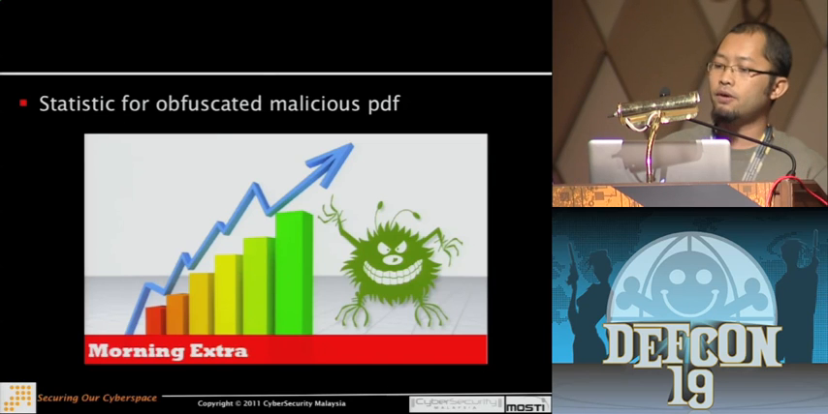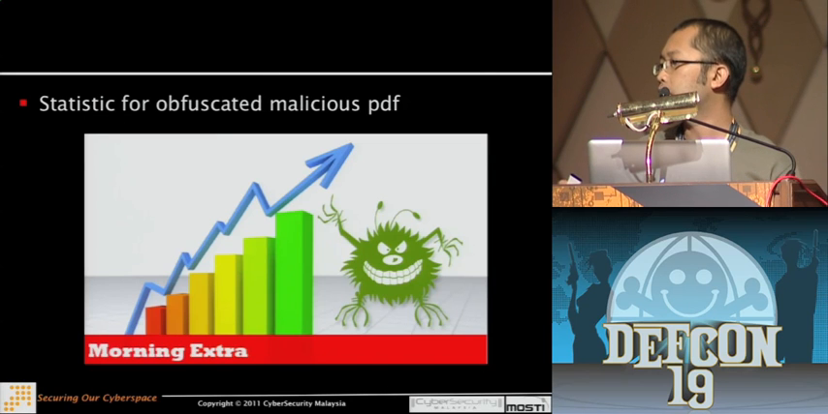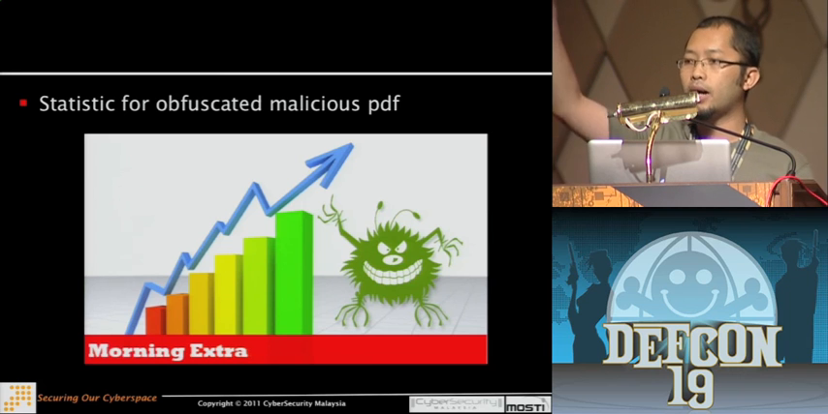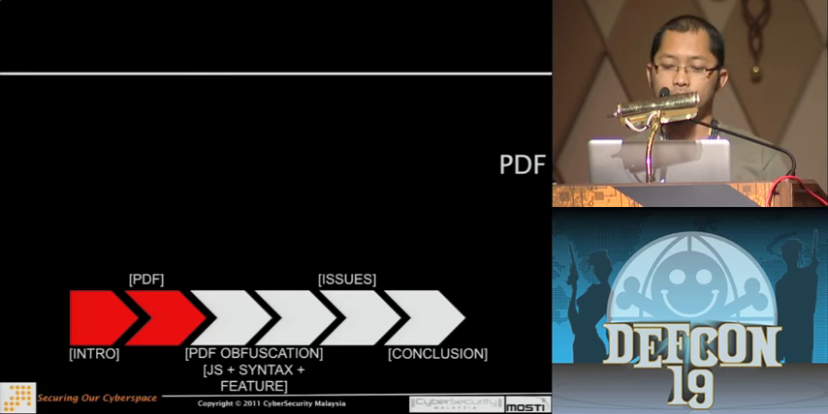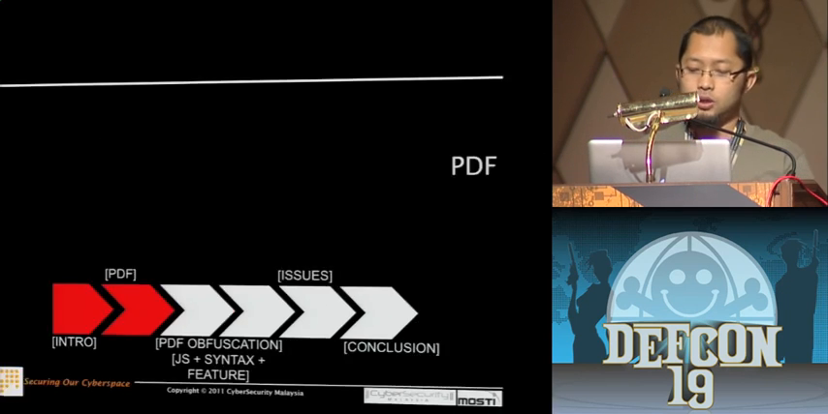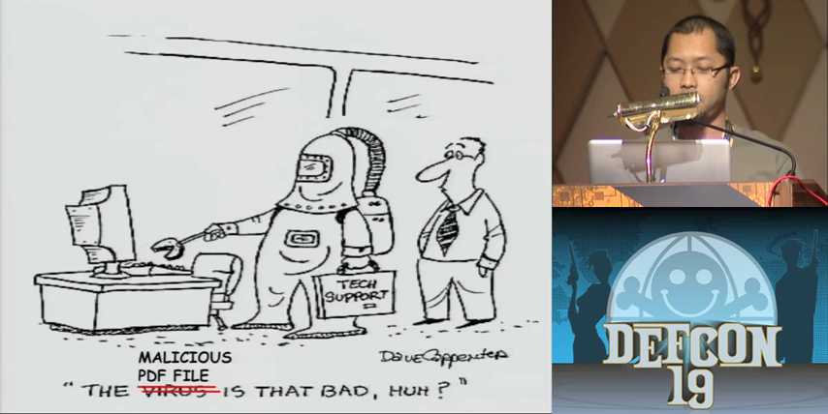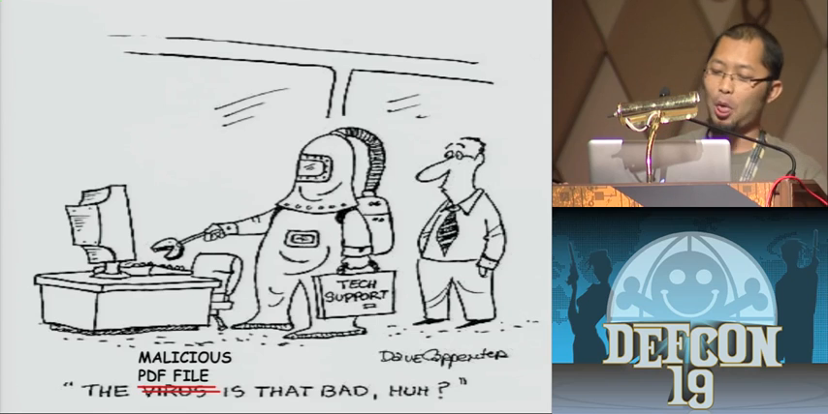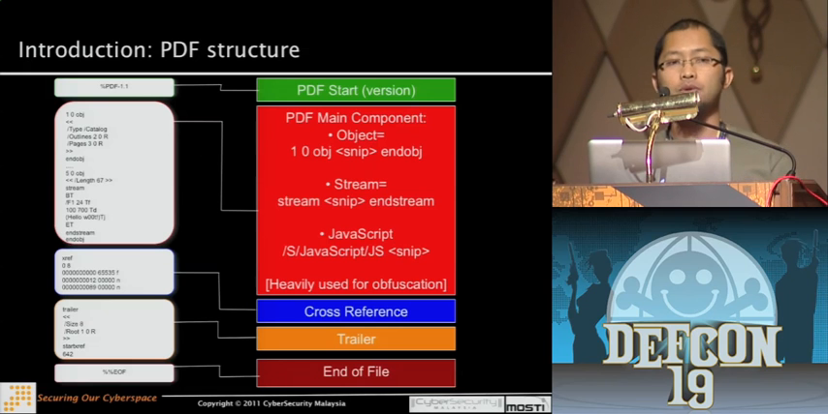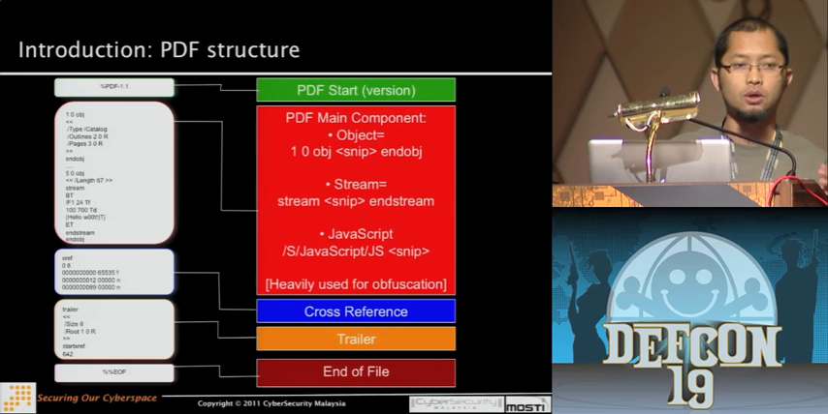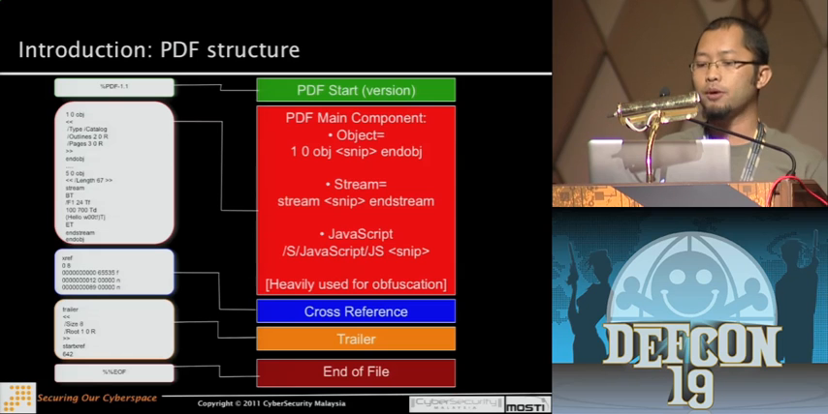As for statistics of obfuscated malicious PDF, it is always going up, because that is pretty much a trend. Now the PDF in general. I hope the PDF is serious enough nowadays. So this is pretty much the PDF. I tried to cover a little bit about the structure and concept of PDF.